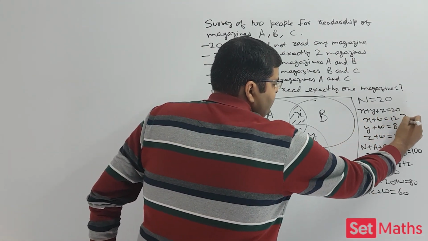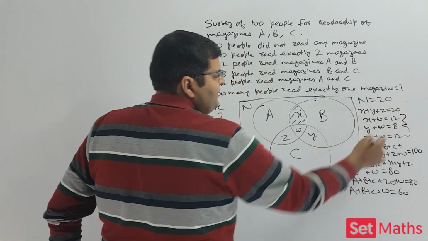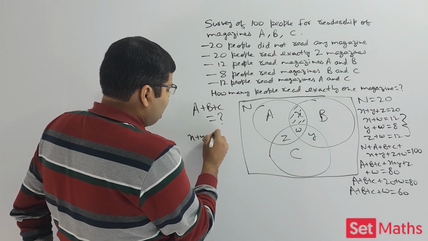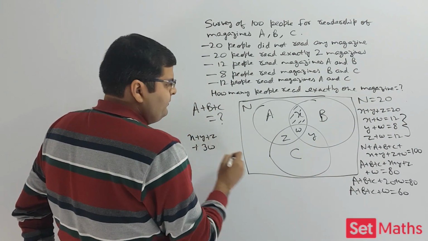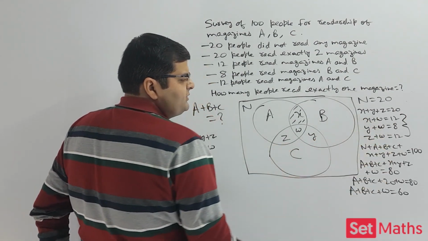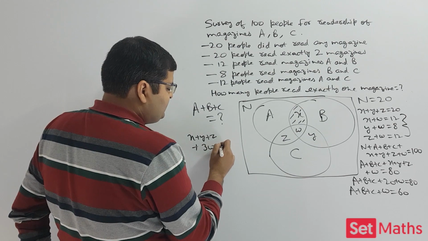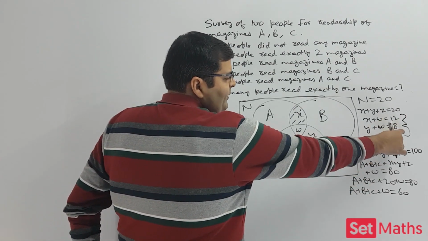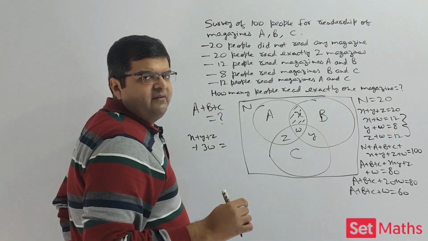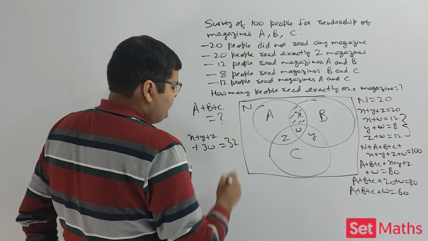Now I have these three equations. If I add all three, I get X plus Y plus Z plus W plus W plus W, so X plus Y plus Z plus 3W is equal to 12 plus 8 plus 12. 12 plus 8 is 20, and 20 plus 12 is 32, so this equals 32.